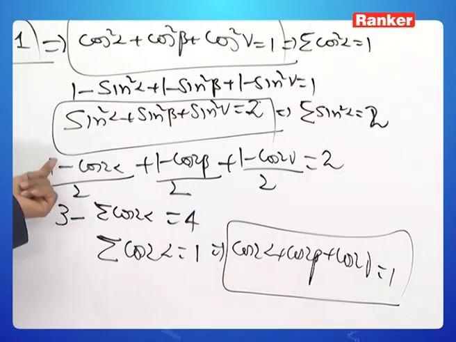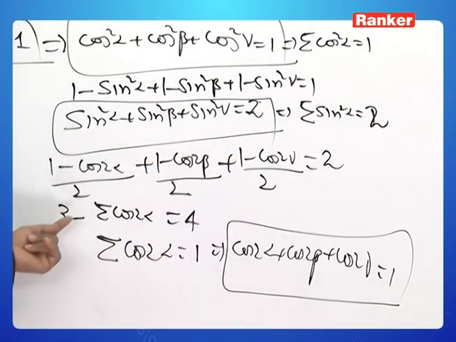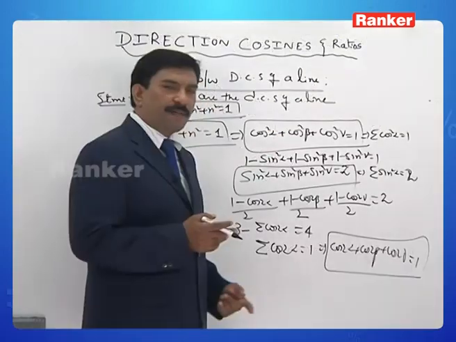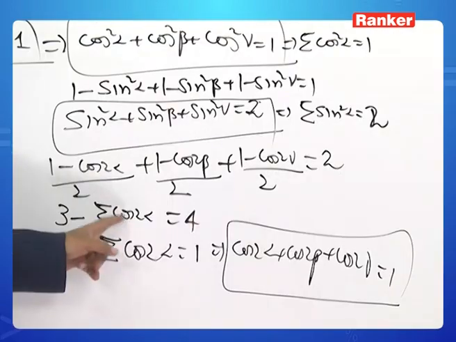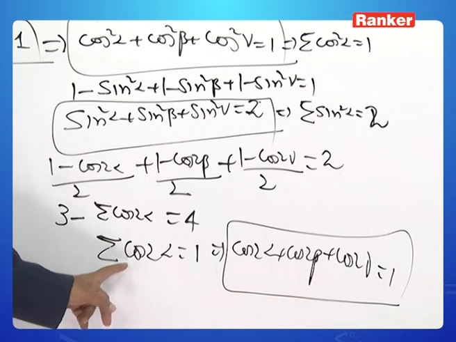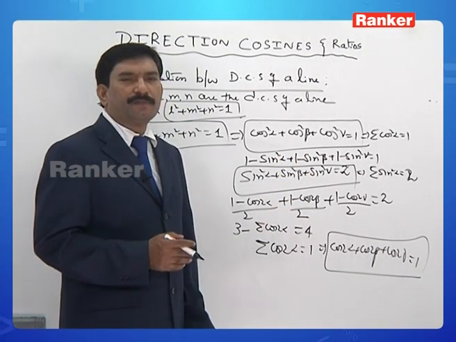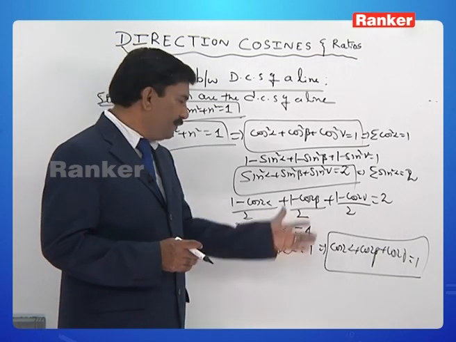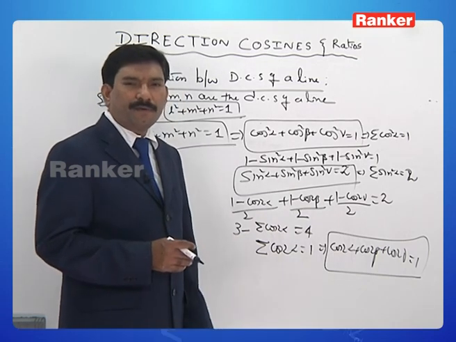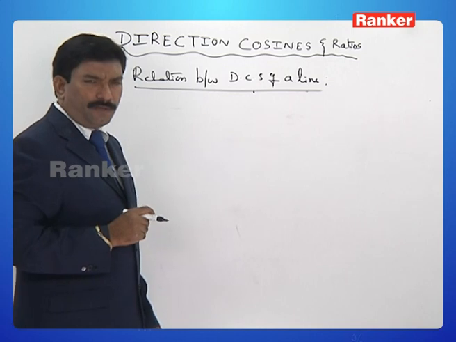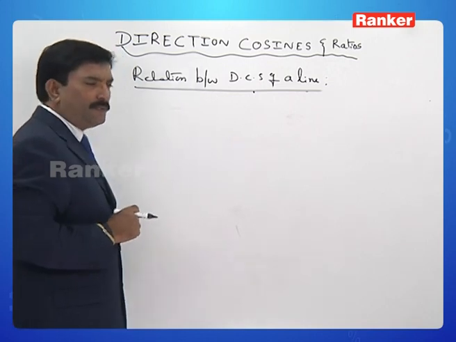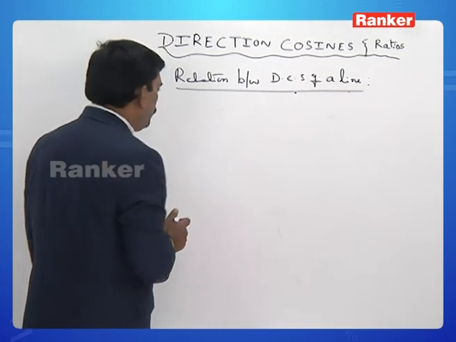Therefore, 3 minus 1, 1, 1, 3. You transfer 2 to this side, it becomes 4. So therefore, 3 minus sigma cos 2 alpha is equal to 4, so sigma cos 2 alpha is equal to what? 1. So therefore, cos 2 alpha plus cos 2 beta plus cos 2 gamma is equal to 1. Followed? Now let us recall the definitions of relation between the direction cosines of a line.